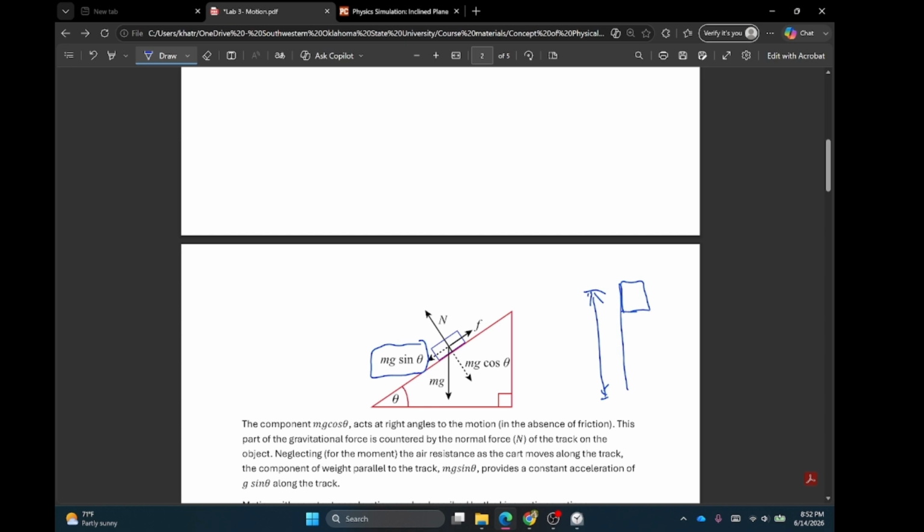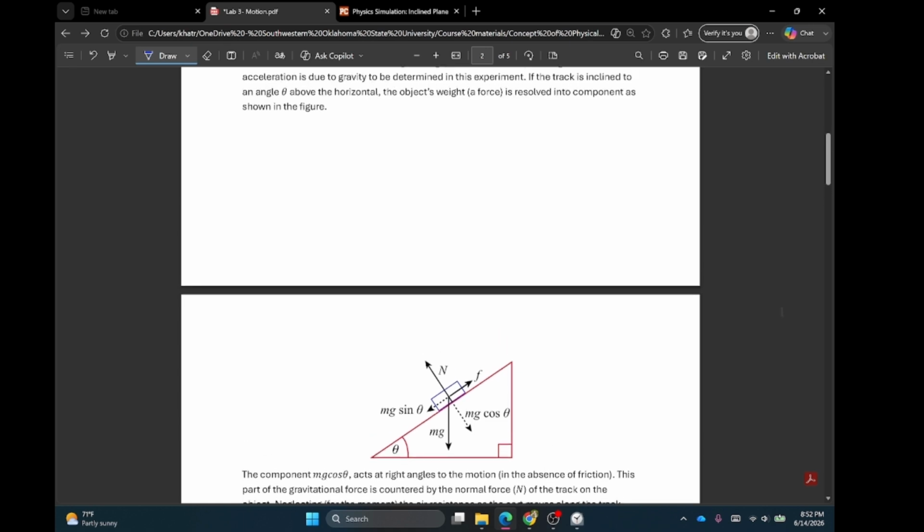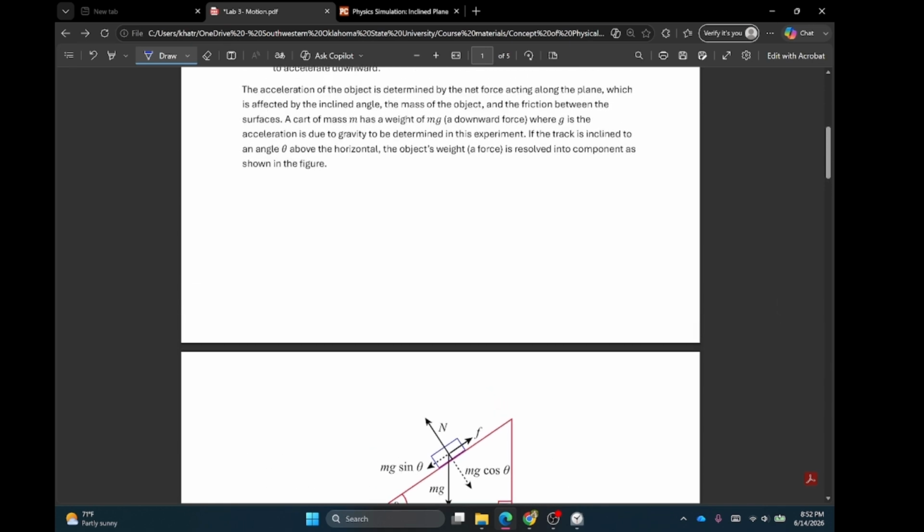So in this kind of case, we use a ramp to lower or increase the height of an object.